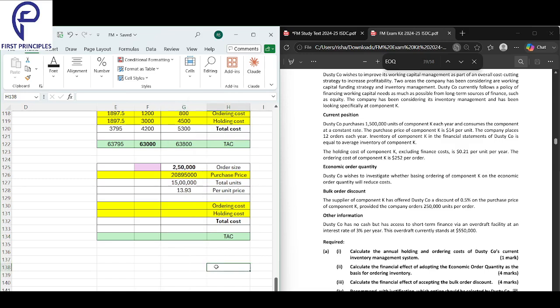Yes, this is the purchase price in this case. We have the order size, we have the purchase price. We got the total units in a year, 1,500,000, and the per unit price is 13.93. Multiply the two, we got the total purchase price. All done with this. Now we look into the other side of the story.